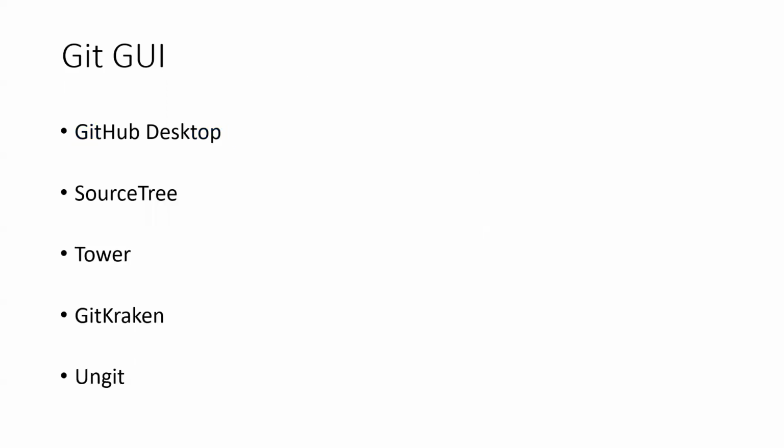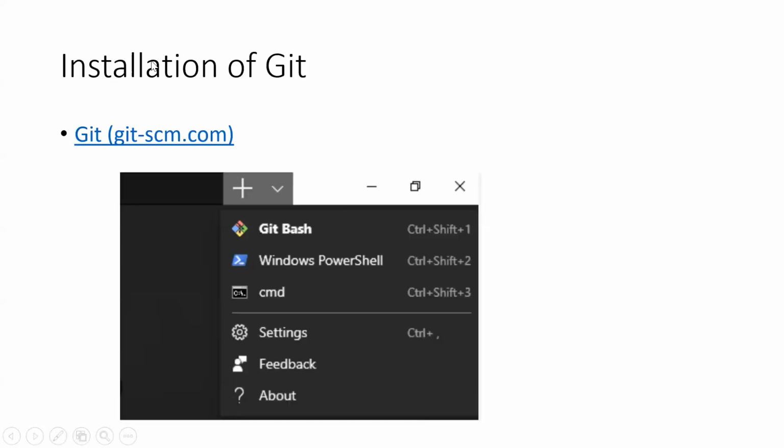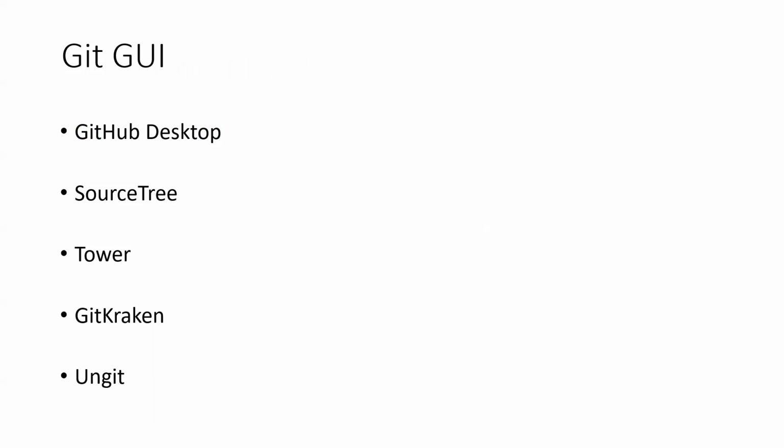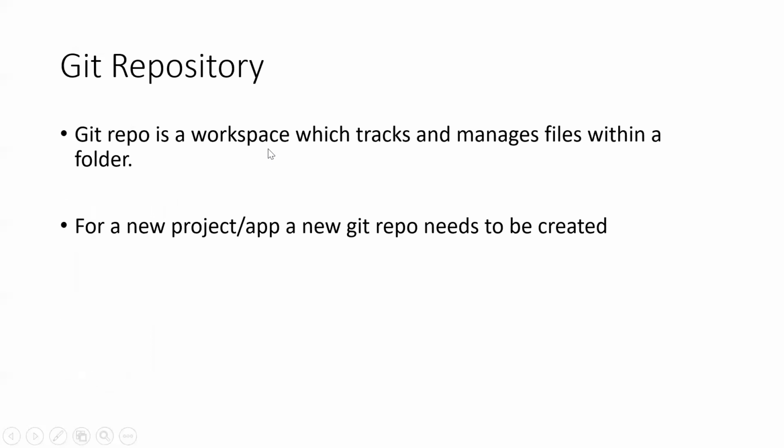We also have some Git GUIs. Whoever is not comfortable with Linux commands installs this kind of graphical user interface, such as GitHub Desktop, SourceTree, Tower, GitKraken. These kinds of software are also available in the market. You can install any one of them, and whatever you do in Git Bash, you can do in the user interface.